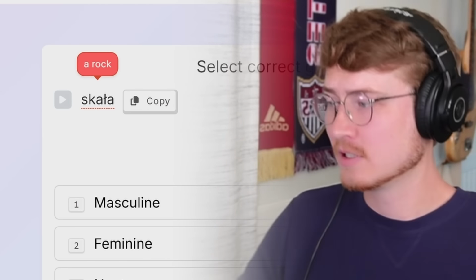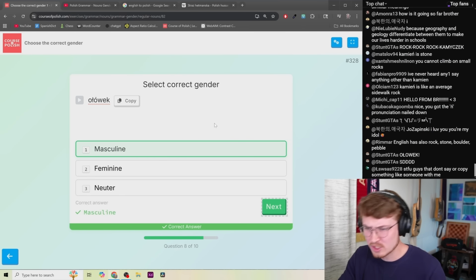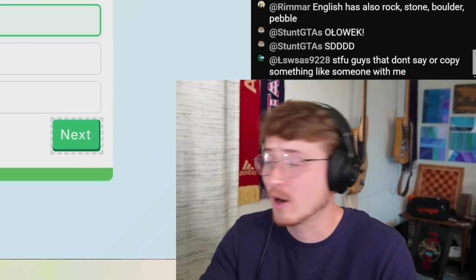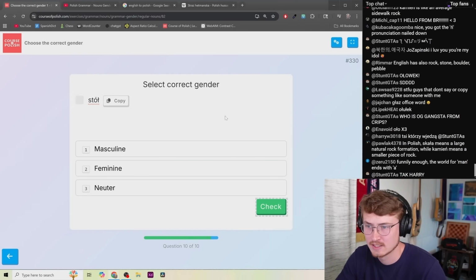Ołówek. Oh, I feel like I've heard this word before. A pencil. I like how we're just learning office words right now. And that's going to be masculine because it ends in a K. Got it. All right. So it seems like the general rules more or less always apply. I mean, I guess there's exceptions, but I don't know. I've only answered 8 words here. Okay. All right. We're about to get 10 out of 10. Stół.